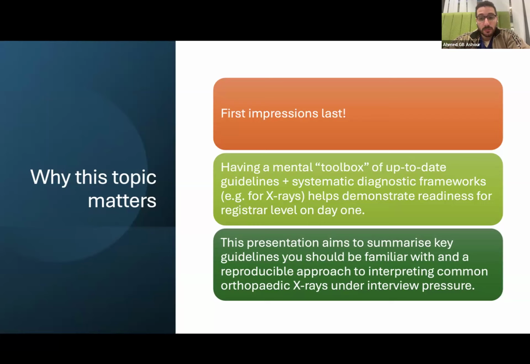This presentation aims to summarize key guidelines. I'm not going to mention every guideline, but I'm going to give you the key, important ones. And also I'm going to give you a technique for how to present an X-ray. My technique.